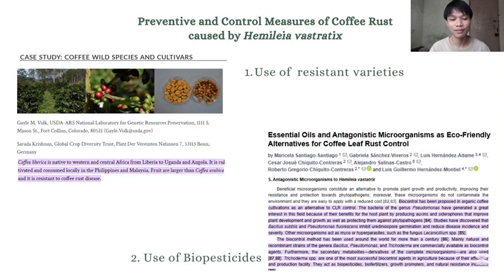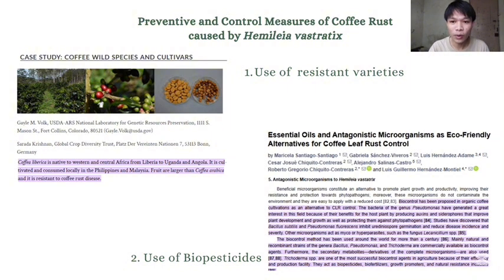Another preventive or control measure that some researchers suggest is the use of biopesticides. Biopesticides are natural or biological agents used to manage pests and diseases. For coffee rust caused by Hemileia vastatrix, biopesticides offer an eco-friendly alternative to chemical fungicides. Just for instance, the use of essential oils and antagonistic microorganisms as eco-friendly alternatives for coffee leaf rust control.